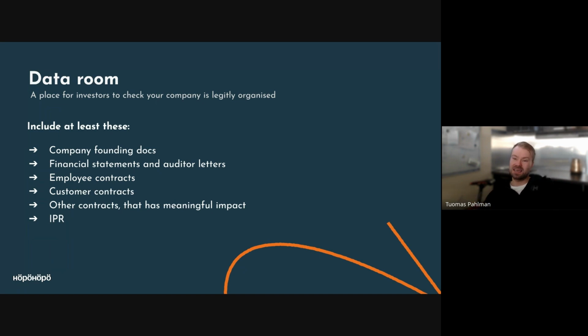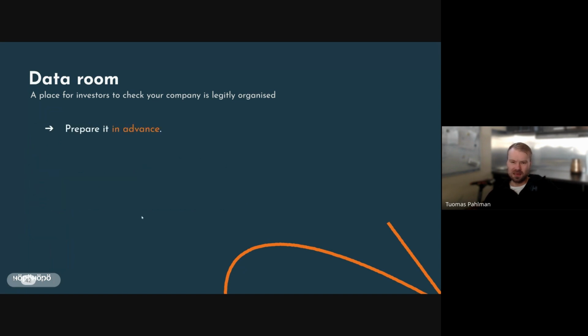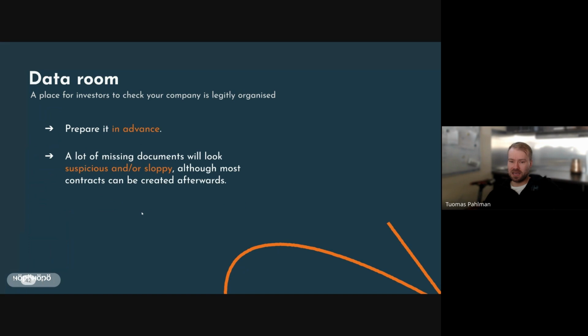But the important thing is that you have them in place and you know how to build it into the process. So the point here is to prepare it in advance. And don't worry if you don't have one document. If one employee contract or something is not in the data room, it will take 10 minutes for you to put it there. But if you have a lot of documents missing, it will look suspicious or sloppy, so try to make the best impression of your ways of working.